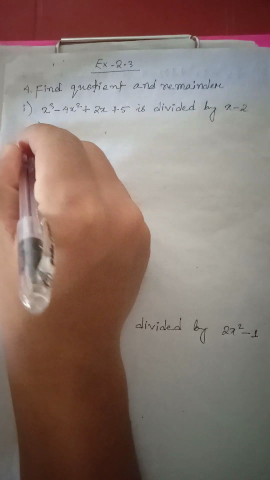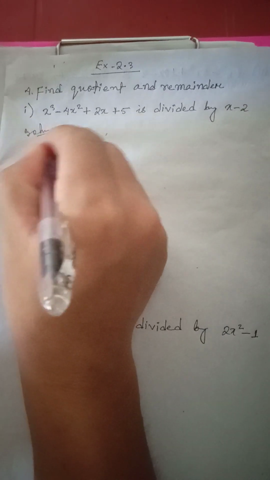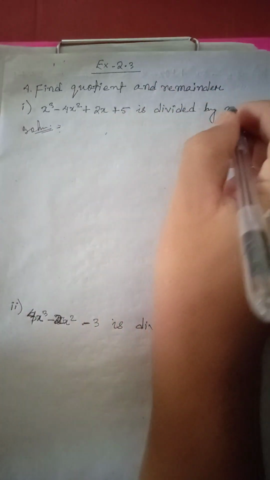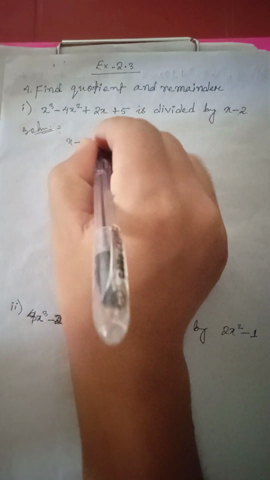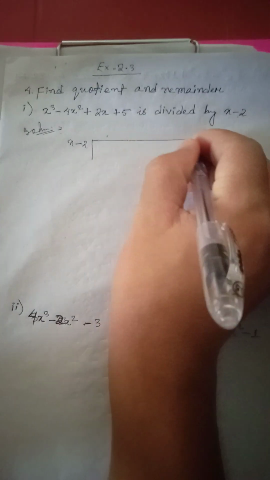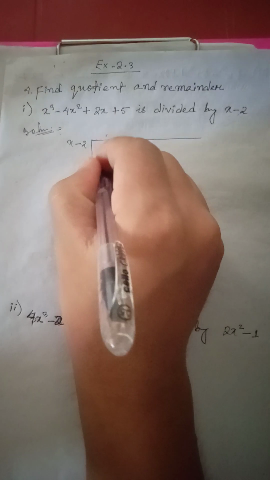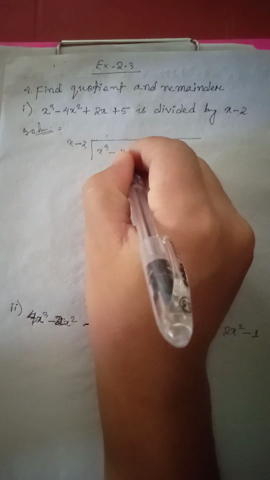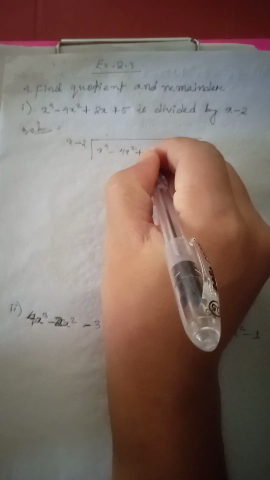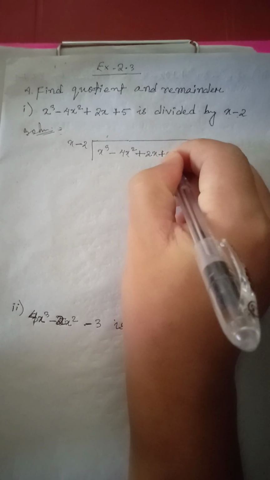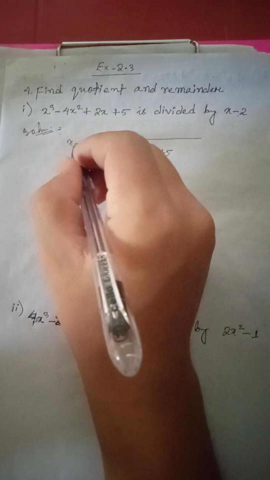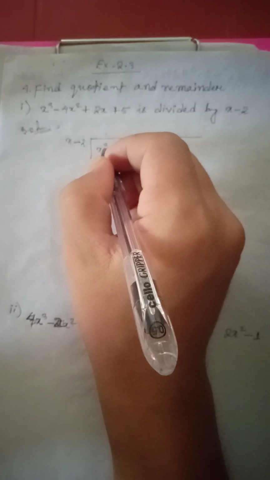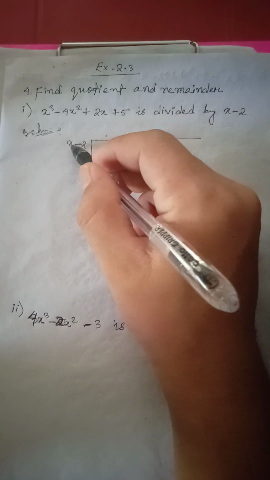Solution. Just use this divisor, x minus 2, and the polynomial that we have to divide is x cubed minus 4x squared plus 2x plus 5. This is the polynomial that the question has asked us to divide. Now, in order to get this x cubed, what should we multiply with x?